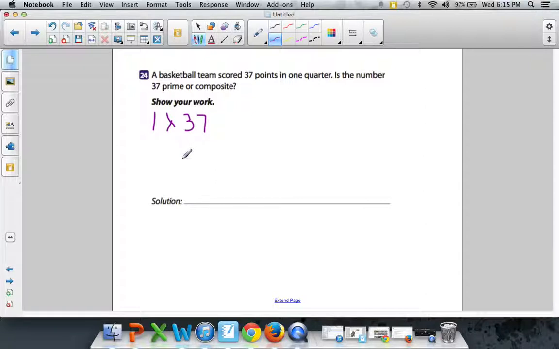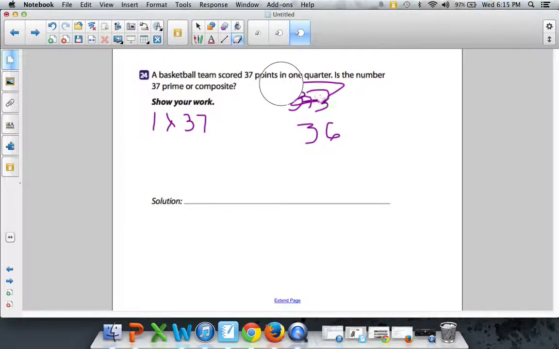What other factors are there? You can't do 2 times anything because 37 is an odd number and 2 only fits into even. What about 3? Think about your 3 times tables. 3 times 10 is 30. What about 3 times 11? That's 33. No, that's not it. What about 3 times 12? That's 36. And if we add another 3, that's just going to be 39. So no, 3 doesn't work either.